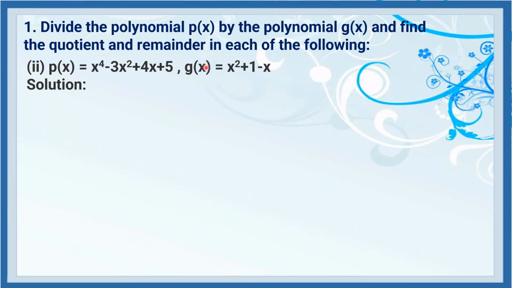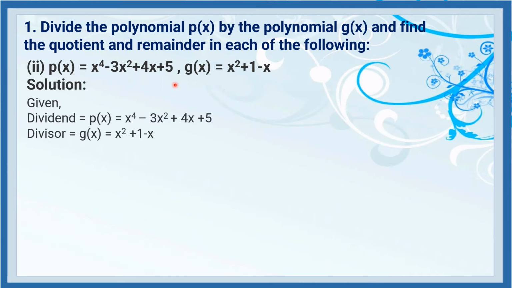p of x and g of x are the two polynomials. We should find the quotient and remainder. See here, we should notice x power 4, then x square is there. So x cube is missing, isn't it? So we should write 0x cube, minus 3x square plus 4x plus 5. Divide by, here also we can rearrange this, x square minus x plus 1.